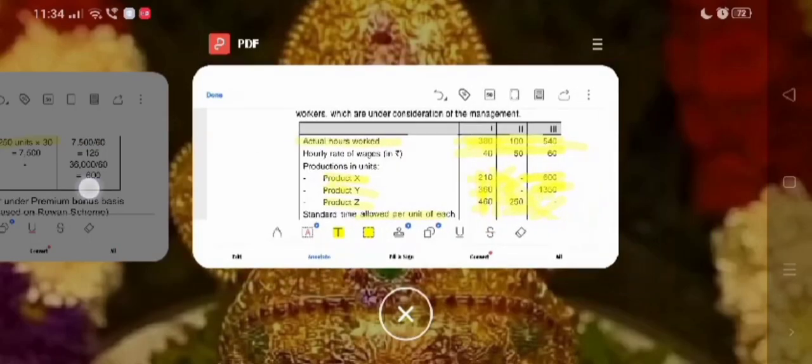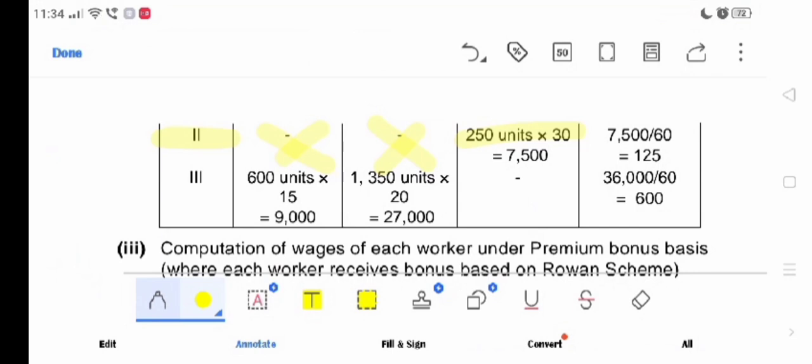Okay. So how many units of product Z has he produced? 250 units of product Z he has produced, and 30 minutes are allowed. So 7,500 minutes are given to him, but we need it in hours. So divided by 60, 125 hours is allowed for worker number 2.